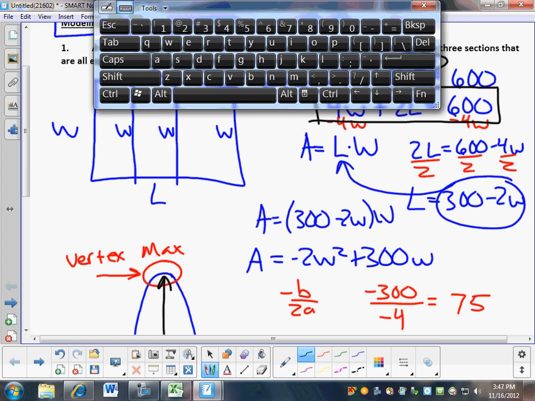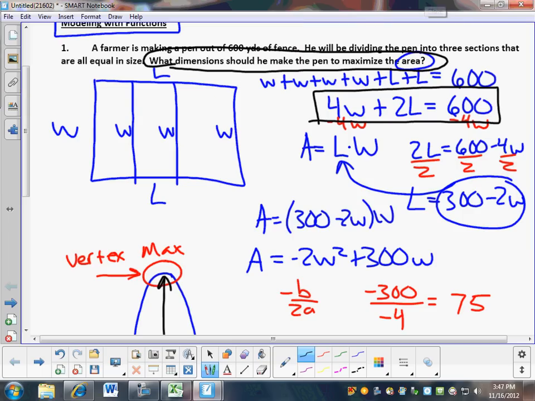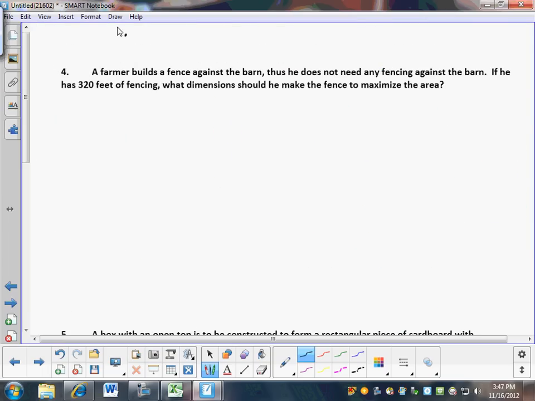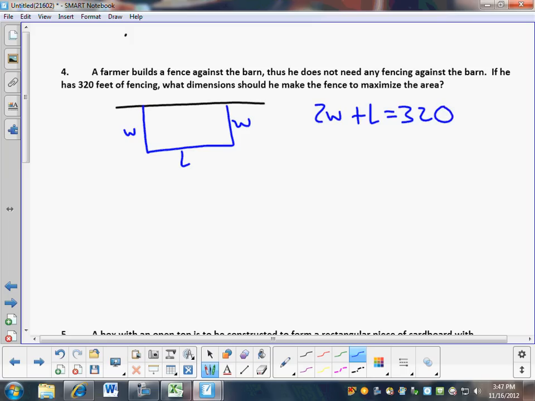We got a couple others that we'd like to try. Look at the next slide. This time, a farmer is going to build a fence against the barn. So he's got a barn. He's going to build his fence. He's got a width and length. He's got 320 feet of fencing. If you add up the widths and the length, you get 320. Again, we want to maximize the area and find the dimensions.